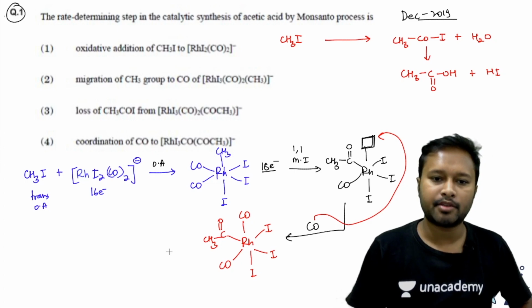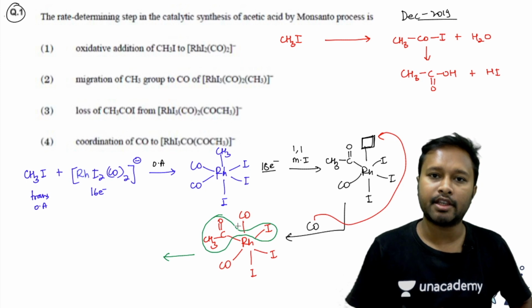In the next step, the further step is going to be reductive elimination, and these groups, which are cis to each other, are going to get reductively eliminated.